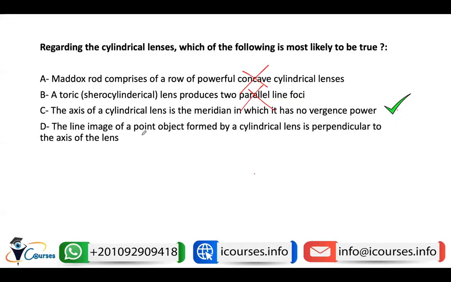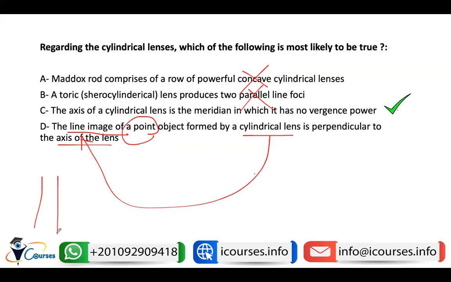And the line image of a point object formed by the cylindrical lens is parallel to the axis of the lens. If we have a point object and we are viewing it through a cylindrical lens, this cylindrical lens will make a line image of this point object. This line image will be parallel to the axis of the lens. So don't confuse between the power and the axis. The image is parallel to the axis, and the axis has no power.